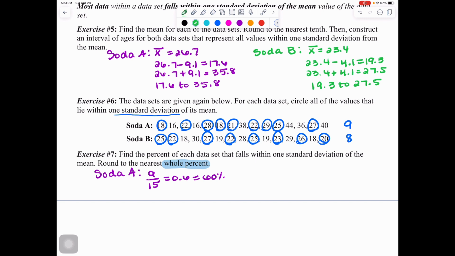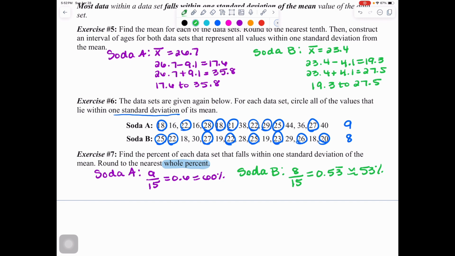And then soda B, there were 8 out of the 15 pieces of data. When you do that on your calculator, you get 0.5 with just the 3 repeating. So to the nearest whole percent, that would be 53% of the data.